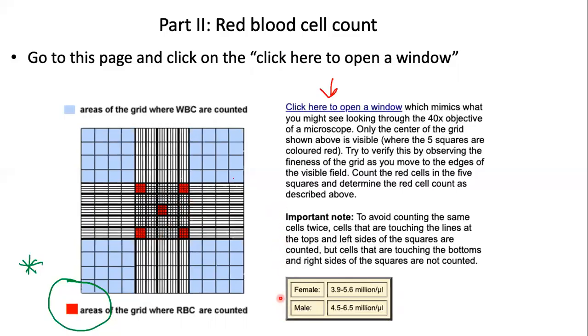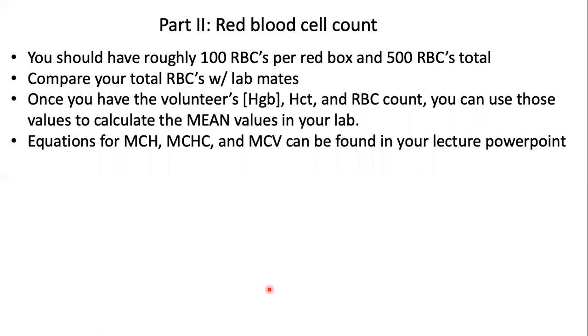Here are the normal ranges. The other thing I love about McGill University's virtual physiology lab is they give you the normal ranges too. They actually have a white blood cell lab, a differential white blood cell lab, so you can look at that too for a past lab that we did on white blood cells. You should have roughly 100 white blood cells per red box and 500 red blood cells total. I want you to compare your values with your lab mates just to make sure you're on the same page. This is actually new to me. I didn't go in and count the red blood cells, but they look close to normal.